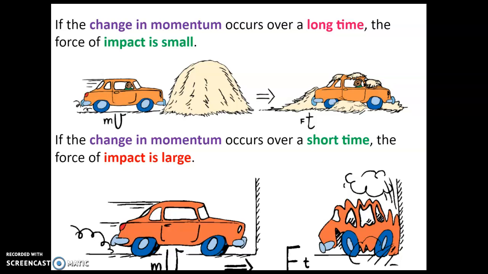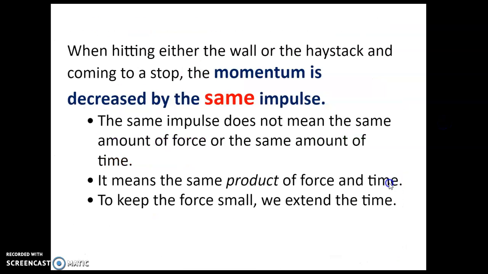And if the change in momentum occurs over a shorter period of time, like hitting that wall, then the force of impact is going to be large because the time over which you feel that impact is very, very small, which is why your car gets crumpled up and you get hurt. So always choose the haystack, because it increases the impact time, which decreases your force.